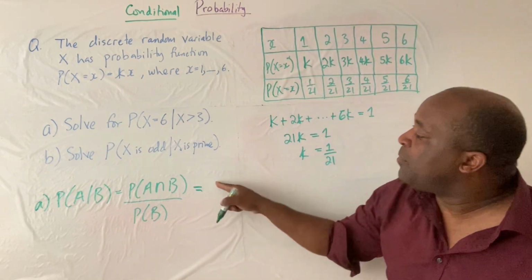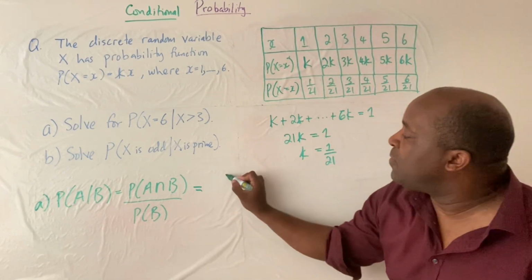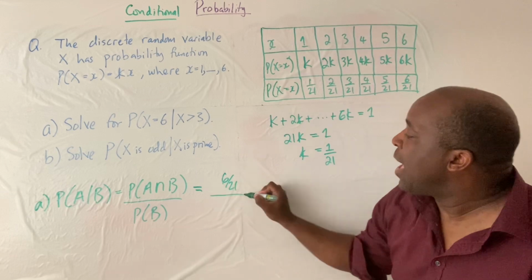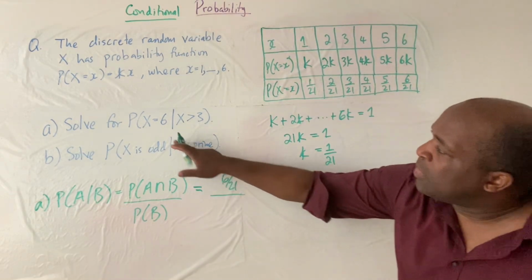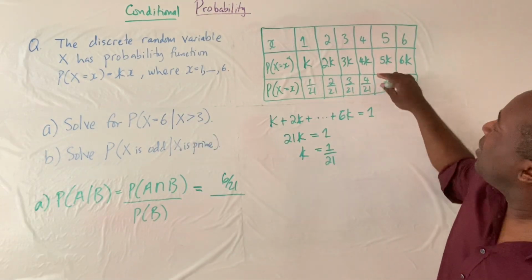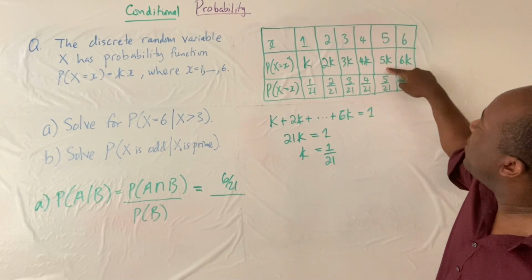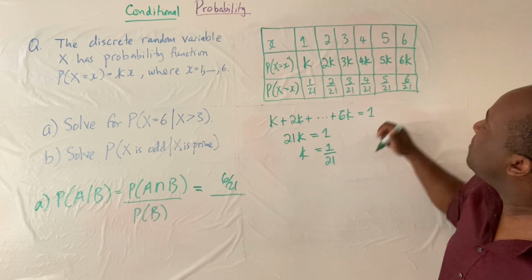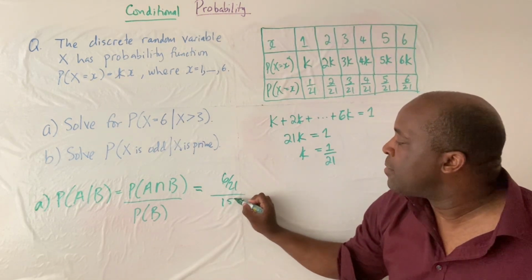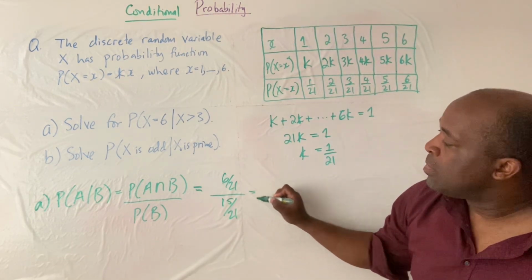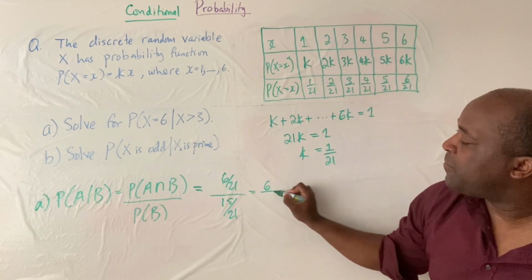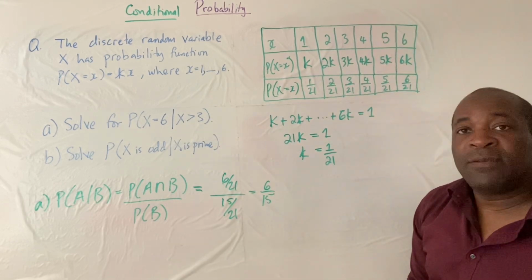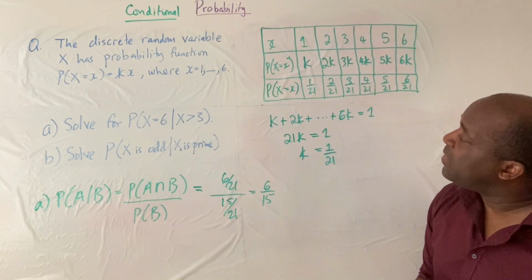So the probability of being equal to 6 is 6 over 21. And then the probability of being greater than 3, it can be 4, 5, or 6. That's going to be 15 over 21. So when we do that, this simplifies to 6 over 15, and we can leave that as is. You don't have to simplify further.